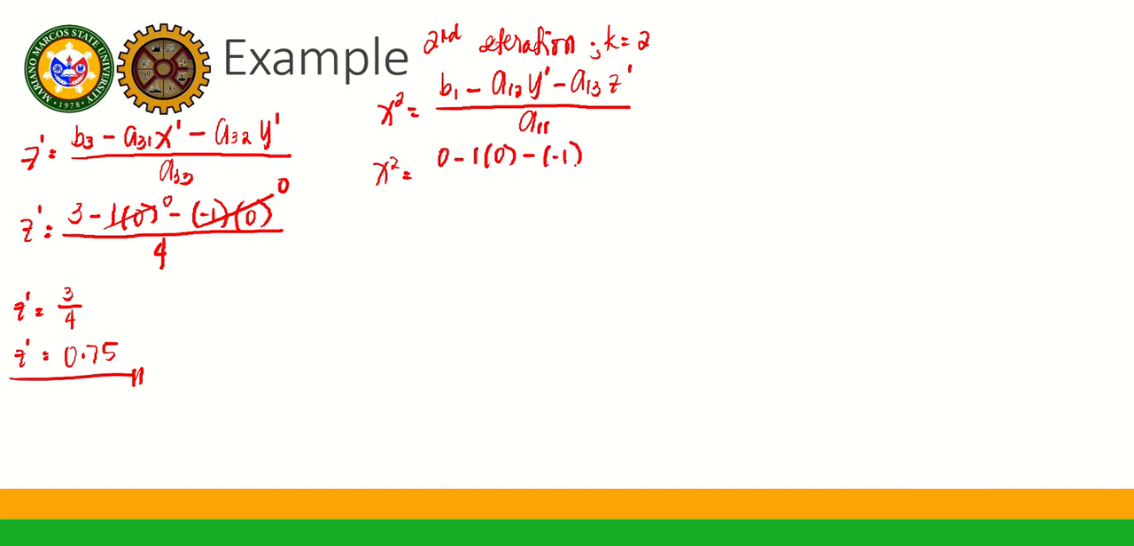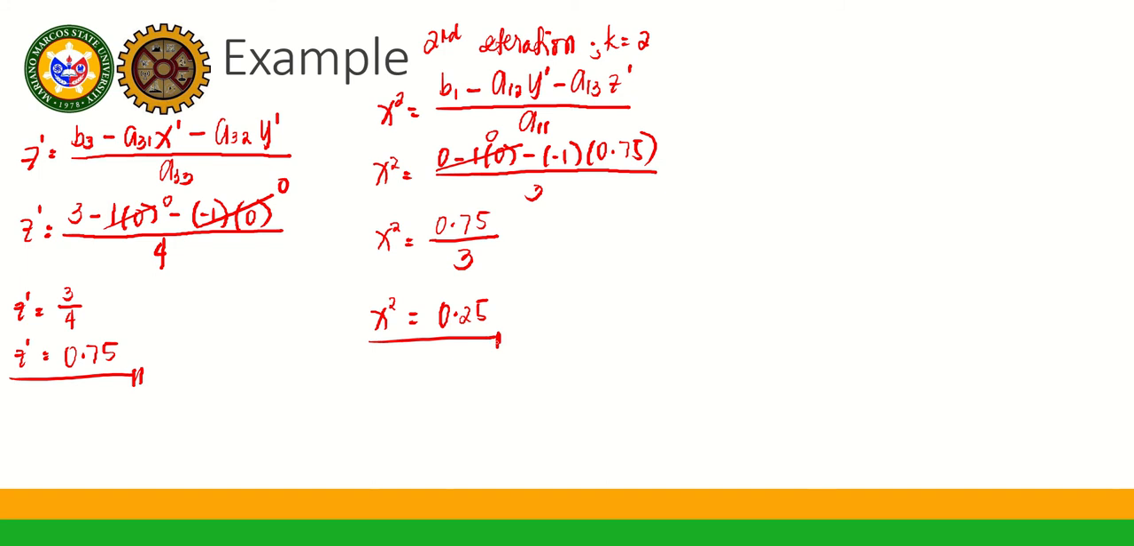A13 is negative 1 multiplied by our z sub 1, which is 0.75, all over 3. So of course this will be equal to 0. This will cancel. And we have x sub 2 equal to negative times negative, so that is positive 0.75 all over 3. So x sub 2, or x raised to 2, is equal to 0.25. Okay, so let us solve for y sub 2, y squared.